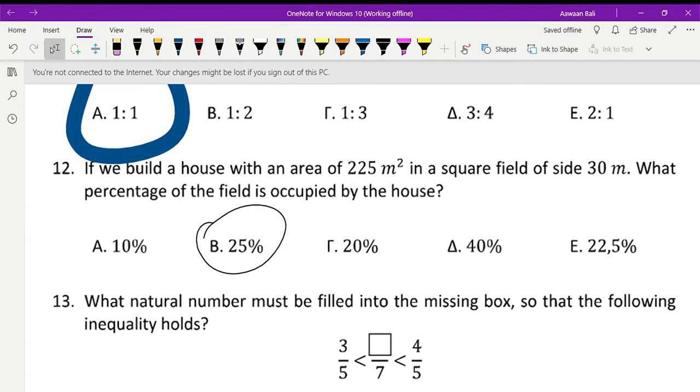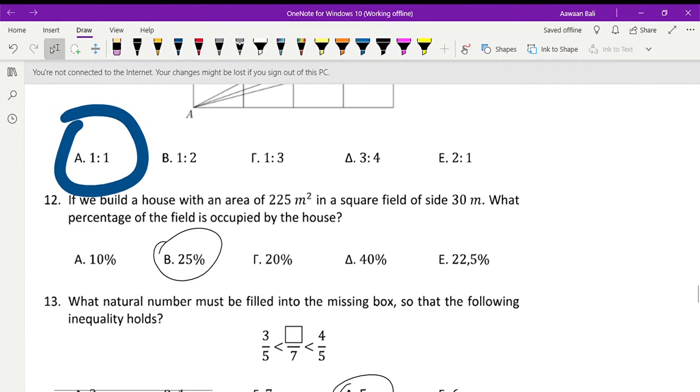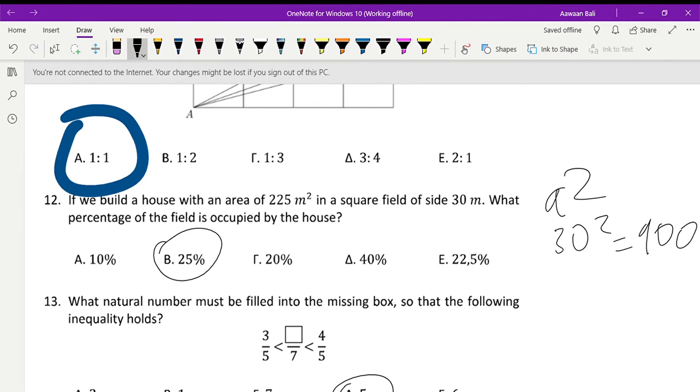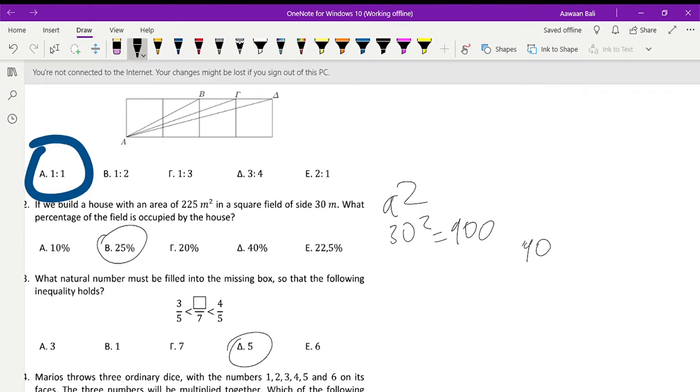If we build a house with an area of 225 meters squared and a square field of side 30 meters, what percentage of the field is occupied by the house? So square field of side 30 meters, area of a square is again a squared, where a is the side of a square. So if the side of a square is 30, 30 squared is 900. And then there's this house of 225. So what will be the percentage?